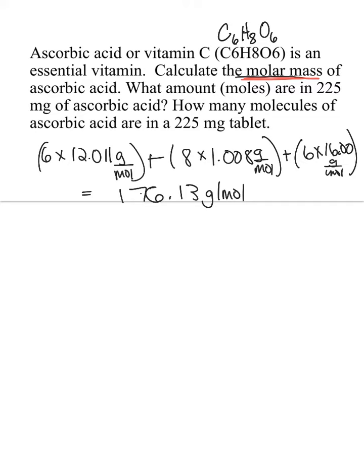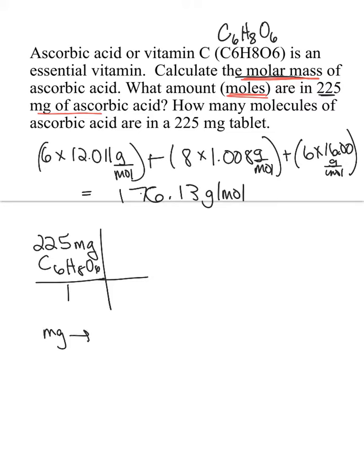What amount of moles are in 225 milligrams of ascorbic acid? So that is our given. We start with that over 1. 225 milligrams of ascorbic acid, C6H8O6, over 1. And we're going to go from milligrams to grams to moles because it's asking for the moles. And to go from grams to moles, we're going to use the grams per mole molar mass. And if you remember, that was that big cursive M.